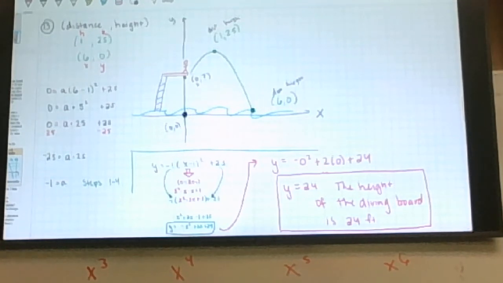Caitlin, did you get 24? So you just realized that the height of the diving board was the y-intercept? Did you plug in 0? Okay. Cool. We got a question on the word problem.